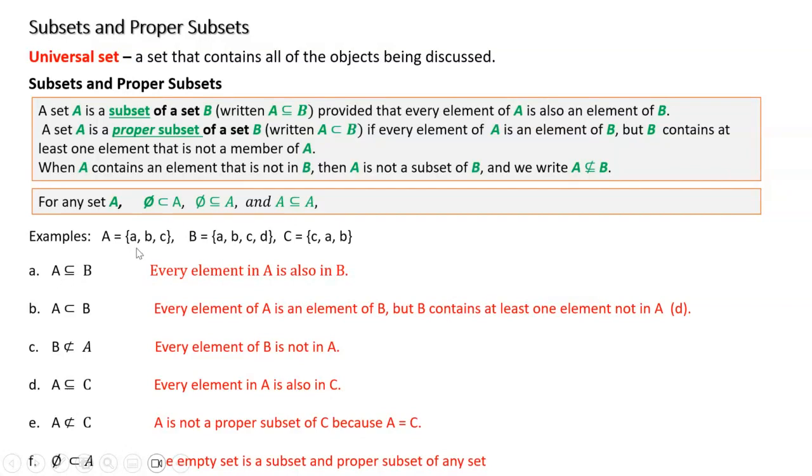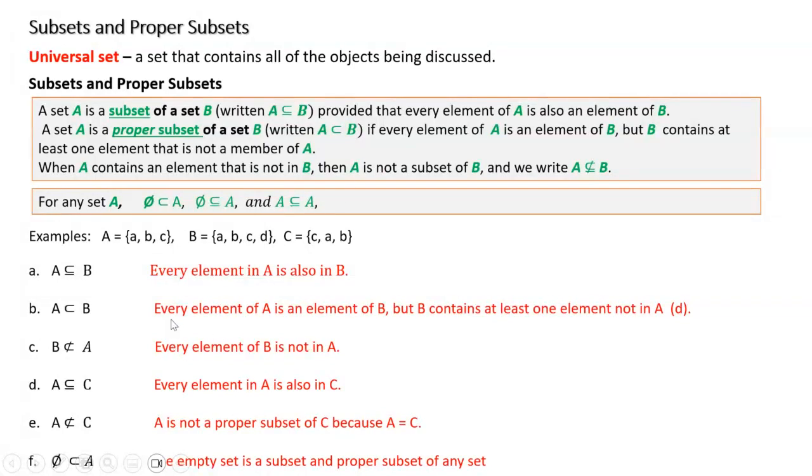So set A is a subset of B. And here's why, because this is the definition: every element in A is also in B. That's why this is true here. Look at B. A is a proper subset of B. This is true, because every element that's in A, which is A, B, and C, is also in B, A, B, and C. But B has another element that's not in A.